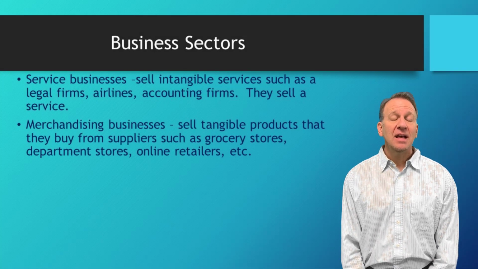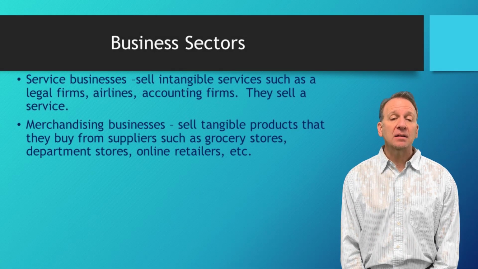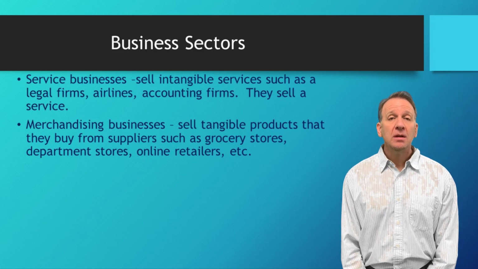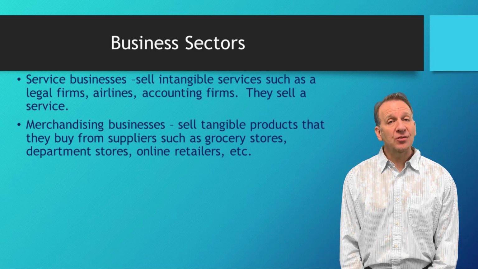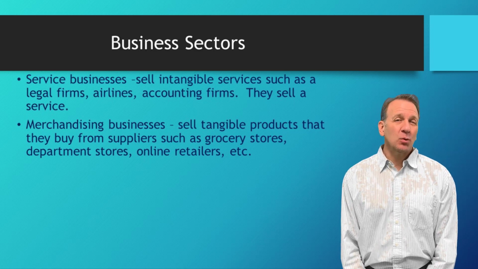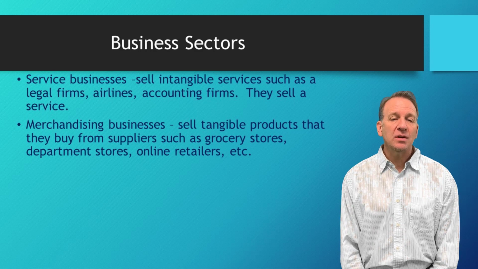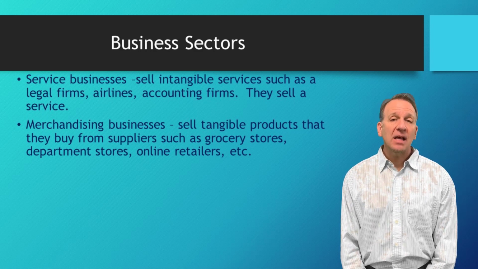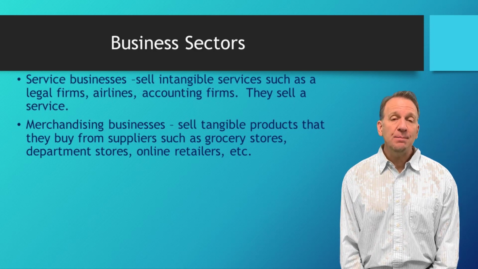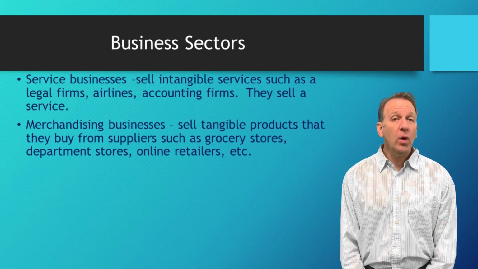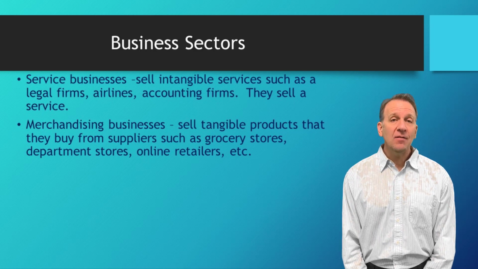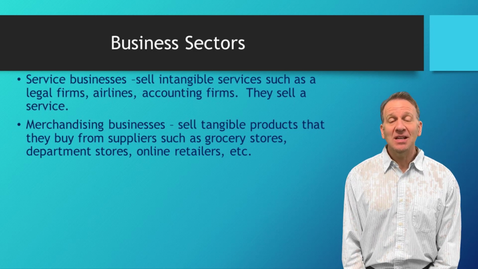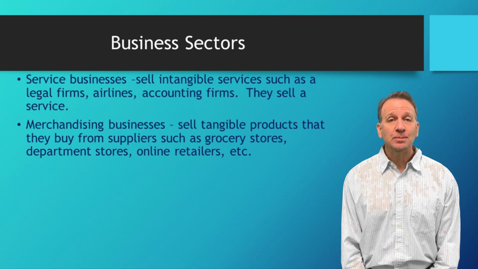The next type of business is a merchandising business, and they sell a tangible product. They buy items from suppliers or from other businesses, and then they turn around and sell them. Examples would be grocery stores, department stores, okay? They sell something that has already been manufactured. They will have inventory, obviously. Think about going into a grocery store. Everything that's in that grocery store pretty much is inventory that they're trying to sell.